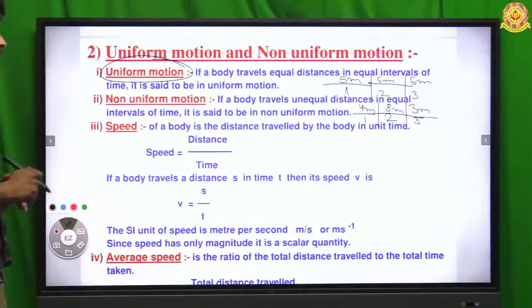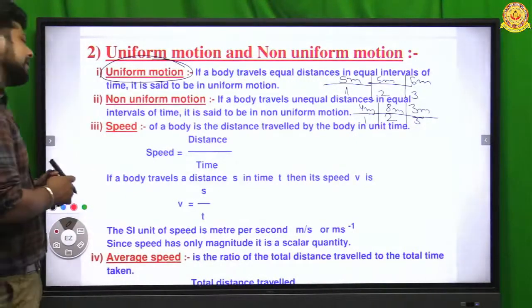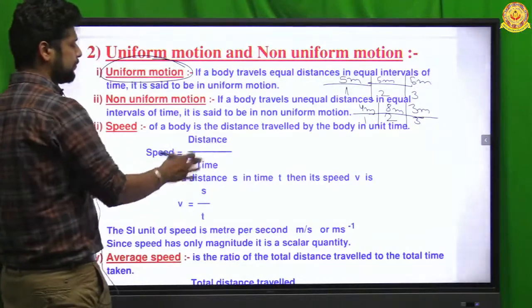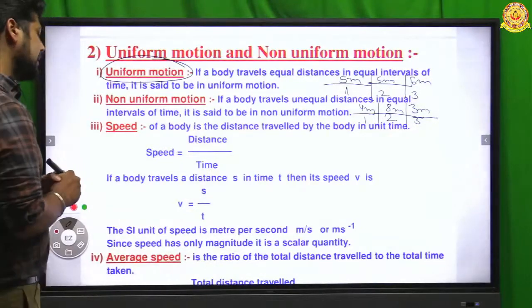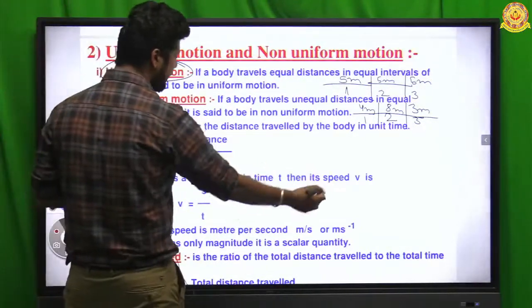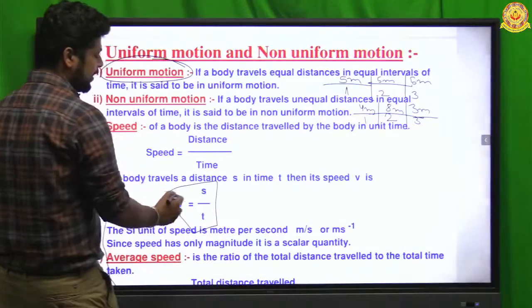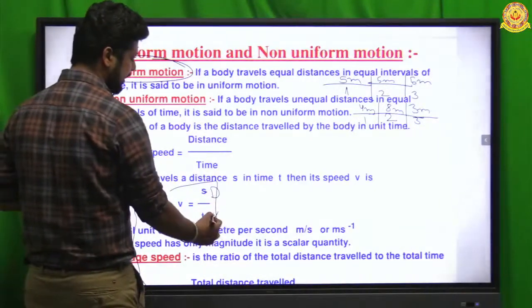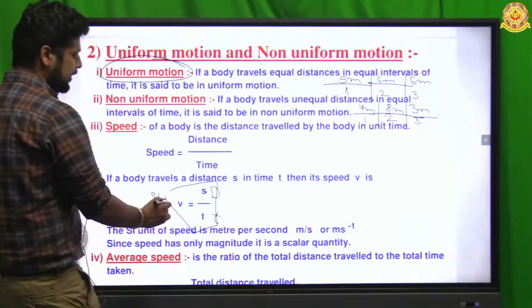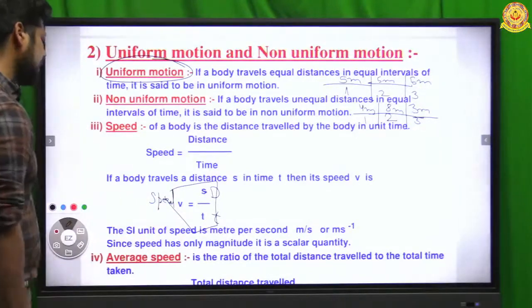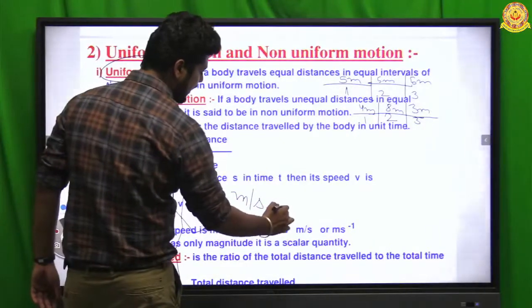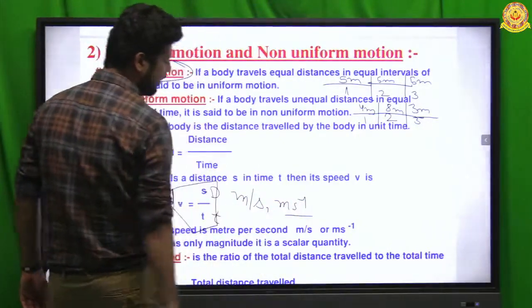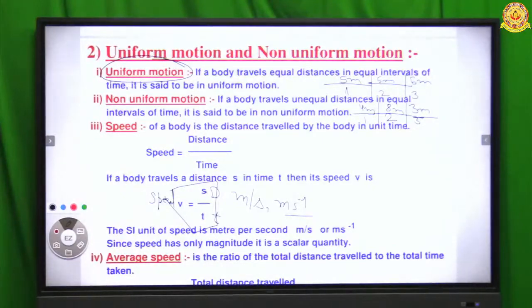Now what is speed? The speed of a body is the distance traveled in a particular time. Speed we can describe as distance upon time. What distance has been covered in a particular time is speed. If a body is traveling distance s in time t, then speed v equals s upon t. S is distance, t is time, v is speed, so speed equals distance upon time. The SI unit of speed is meter per second, or we can write m s minus 1. Both are correct.